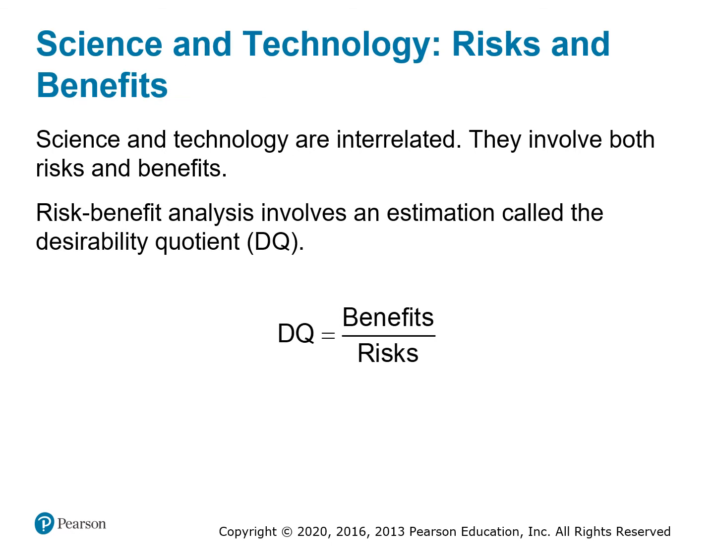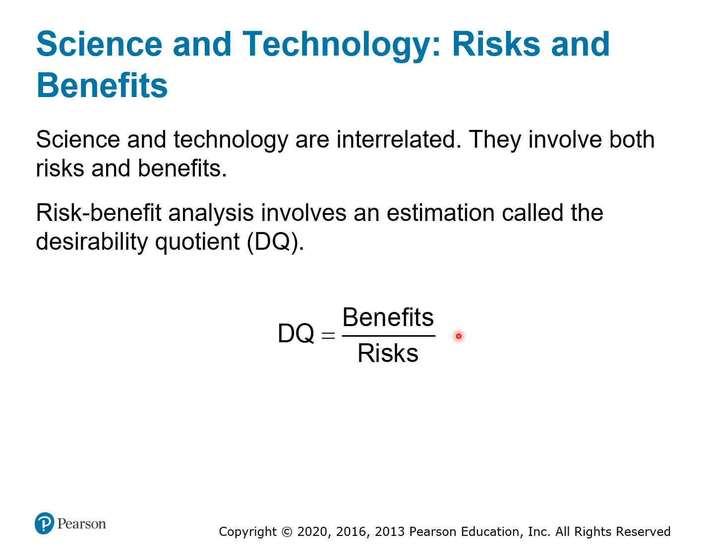Another term that I'm going to introduce now is risk and benefits. With science and technology, these things come. As I told you before, science and technology are both interrelated, and they both involve risk and benefits. Usually this risk-benefit analysis is done by something called the desirability quotient, DQ, and DQ is equal to benefits divided by the risk.